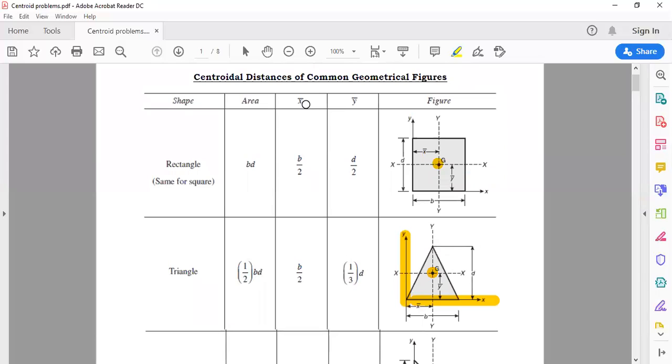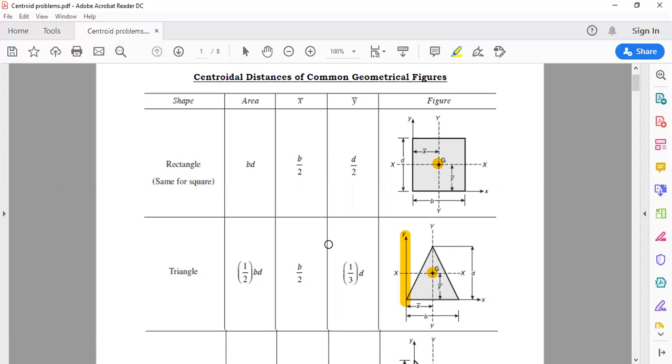Next we want x bar. We know that x bar is always measured from the reference y-axis. So my reference y-axis is this. The distance of this point from the y-axis is b by 2, since it is an isosceles triangle or an equilateral triangle. So in both cases, your x bar will be b by 2.